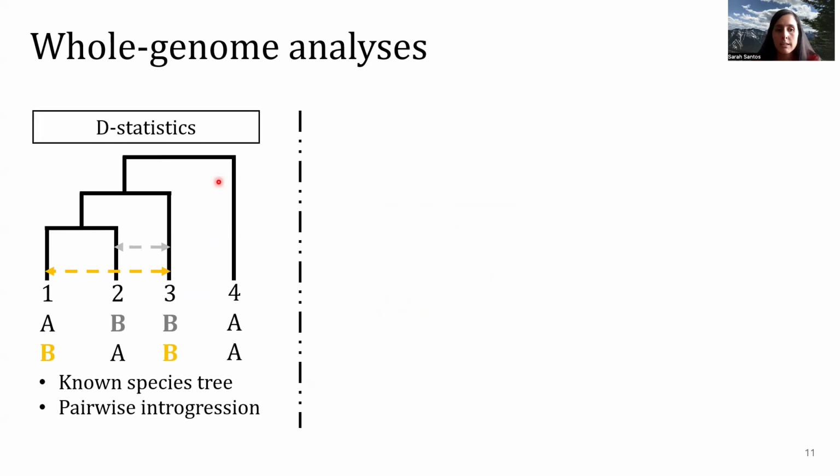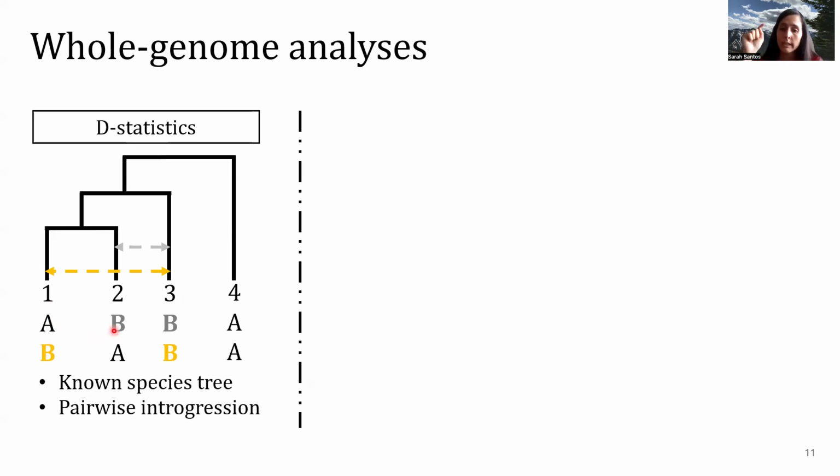And D-statistics is basically trying to find patterns of ABBA-BABA. And here we have A representing ancestral. So it's the ancestral state. So for each one of the windows that we analyze in the genome, we have the sites, the nucleotide sites. And for each one of those, it will compare for all the 4 species that you're analyzing. It will try to come up with either A or B. So A for ancestral and B for derived or for introgression.